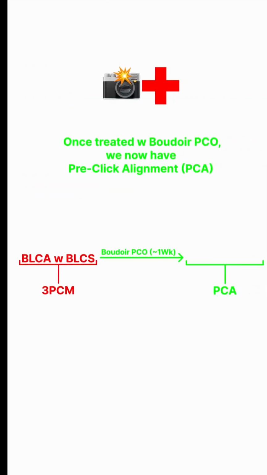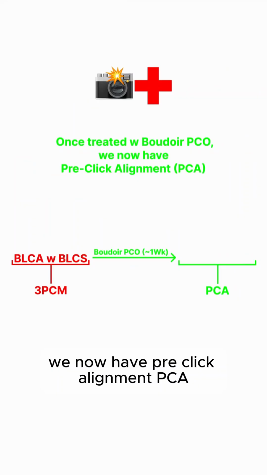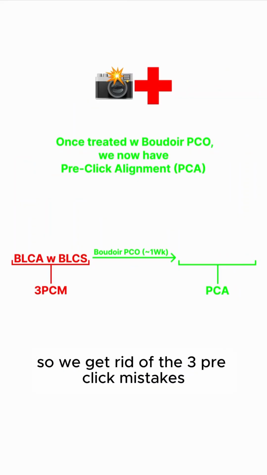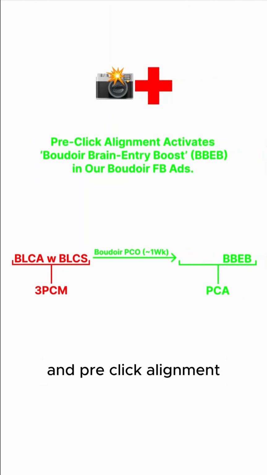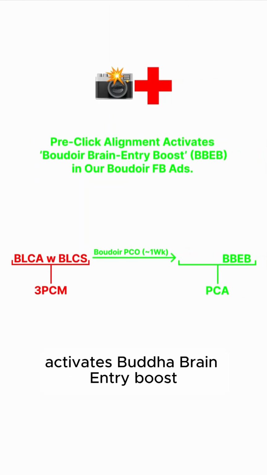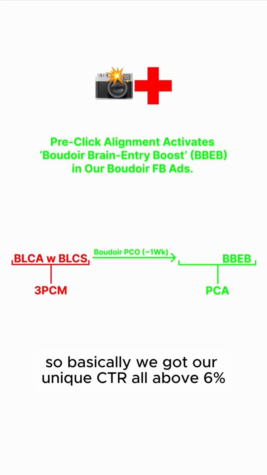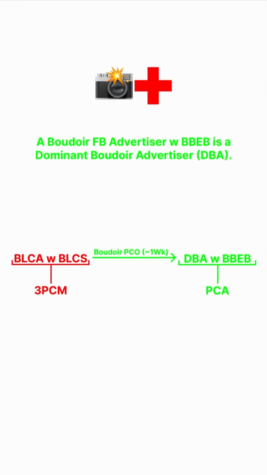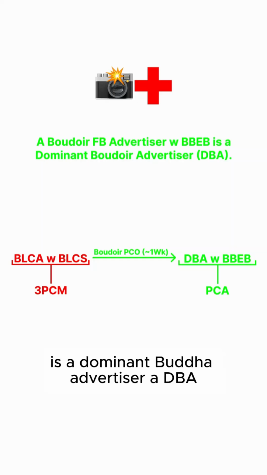Now, once treated with Boudoir Pico, we now have pre-click alignment, PCA. So we get rid of the three pre-click mistakes. We achieve pre-click alignment, and pre-click alignment activates Boudoir brain entry boost in our Boudoir Facebook ads. So basically, we got our unique CTR all above 6%. And a Boudoir Facebook advertiser with Boudoir brain entry boost is a dominant Boudoir advertiser, a DBA.